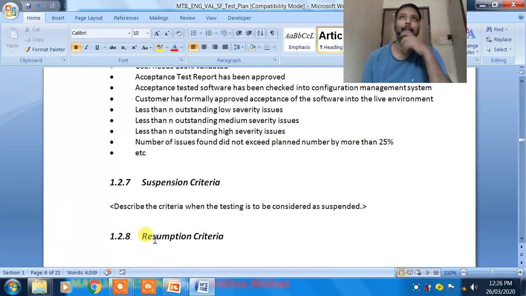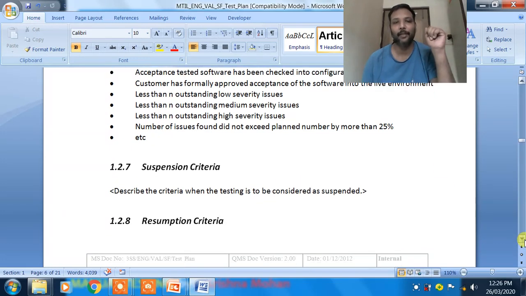And suppose the build fails in the smoke test, then we will not continue with further testing. We will reject the build. In that case also we are suspending the testing activities. So here we have to mention all those cases when we are going to suspend the testing activity.